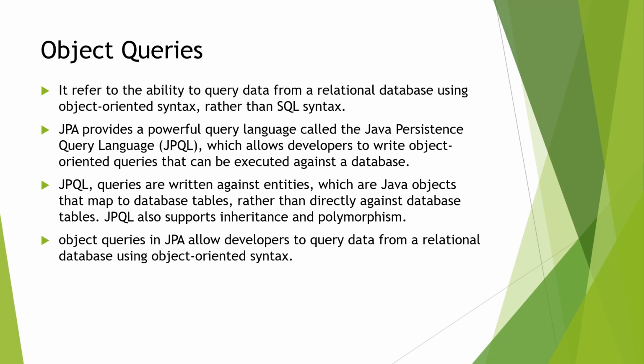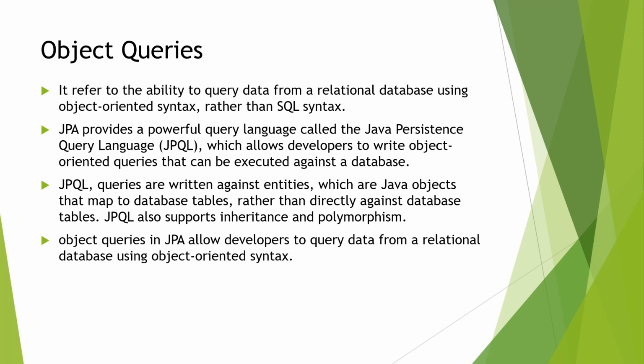In object queries, what is object queries? It refers to the ability to query data from a relational database using object-oriented syntax rather than SQL syntax. It also provides a powerful query language called JPQL, that is Java Persistence Query Language, which allows developers to write object-oriented queries that can be executed against a database.